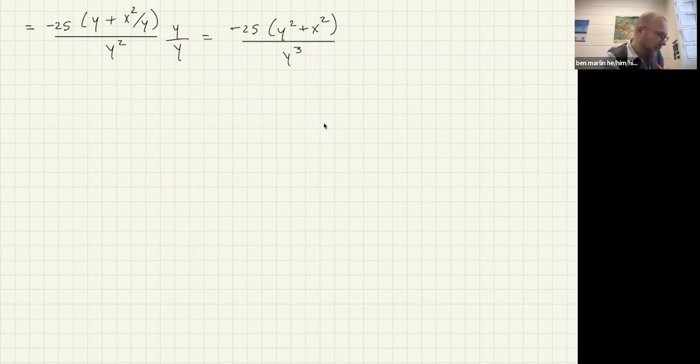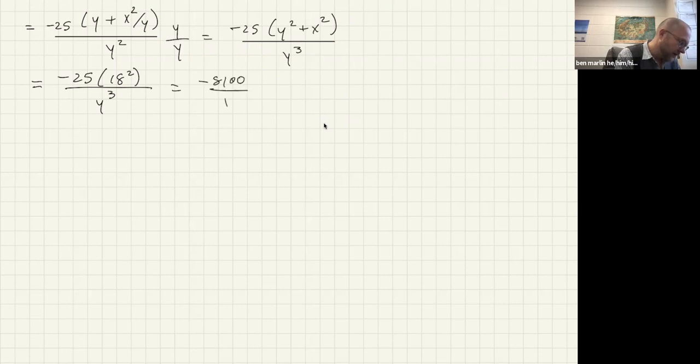Now that y squared plus x squared, I am fortunate here that I can simplify that a little bit further. Y squared plus x squared, remember, was 18 squared. So over y cubed. Okay. And so 324 times 25. So negative 8100 divided by y cubed.